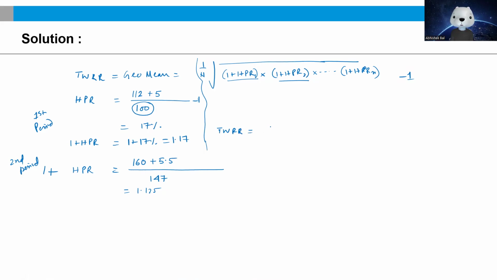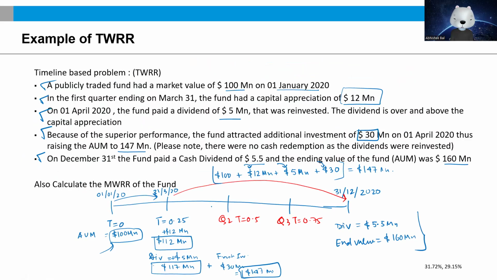Good enough. Now, if we have to take out the TWRR, we could simply multiply this by 1.17 into 1.125. Okay. Now, in this case, we did not explicitly put this bracket because it's just about 1 year we are talking about, right? We're just talking about 1 full year.